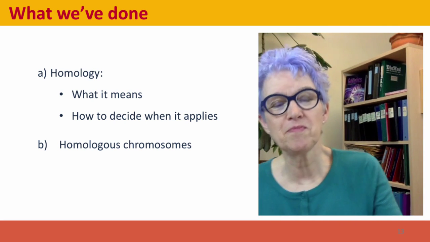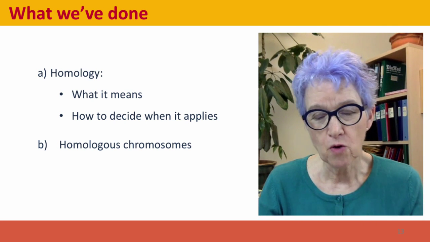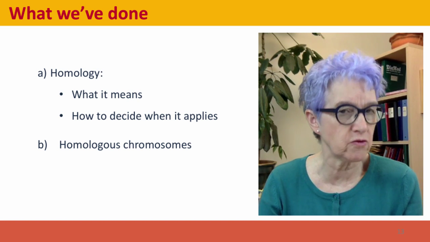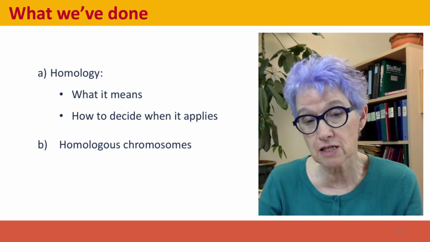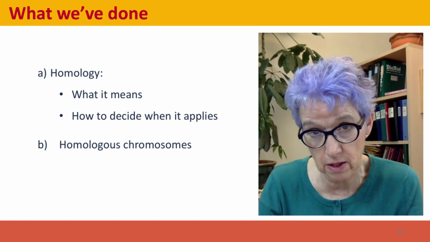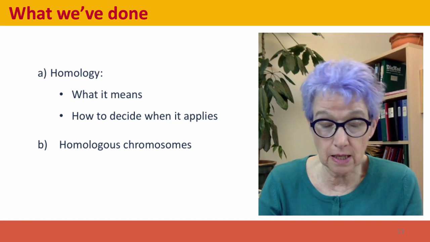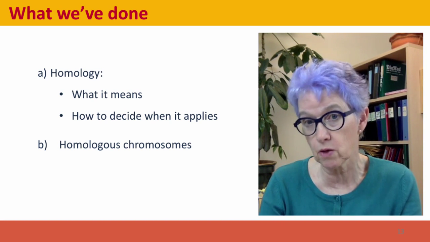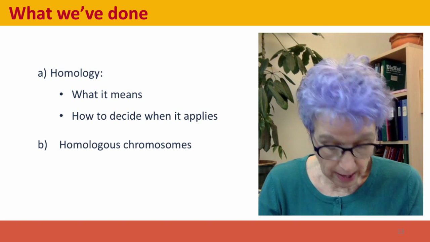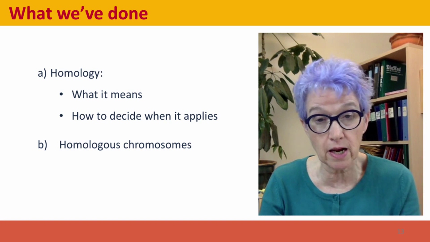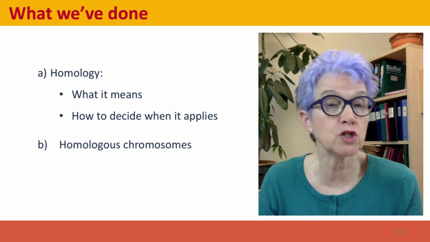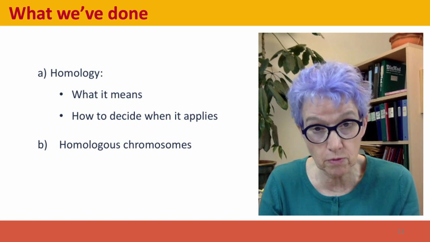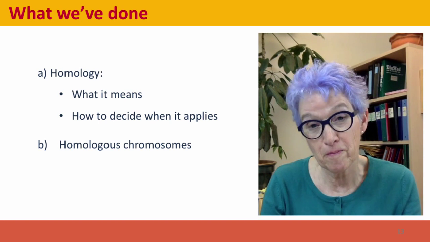Now, what we've done, we've talked about homology, which is in some ways a very difficult concept, but definition-wise, it's very simple. Similarity that exists because of shared common ancestry. And the trickiness can come in deciding where it applies, but you will only be encountering situations where it's really quite obvious that it applies. And we talked about the specific case in genetics of the different versions of a single chromosome that we have, which are referred to as homologous chromosomes because that's what they are.